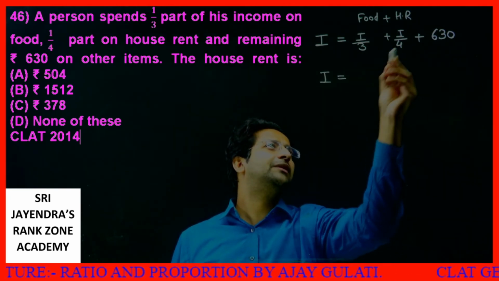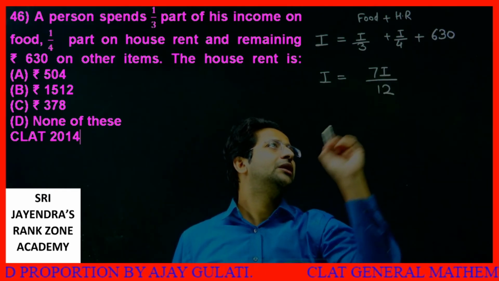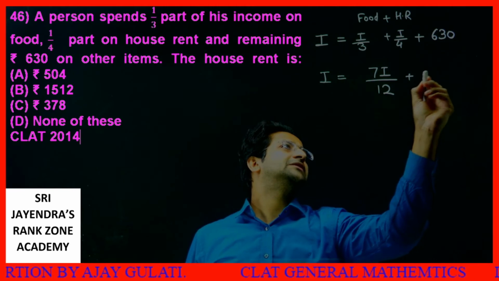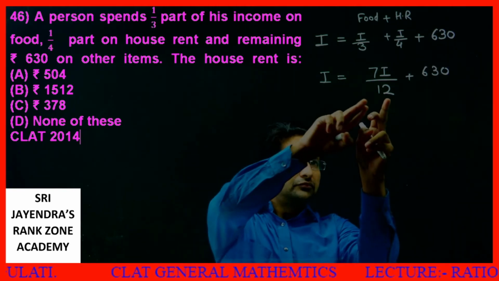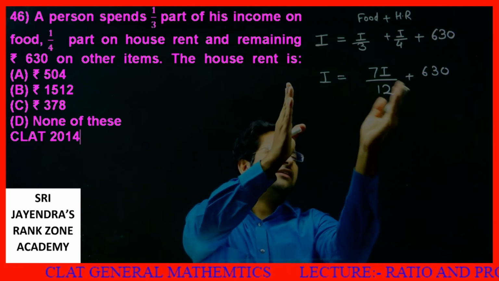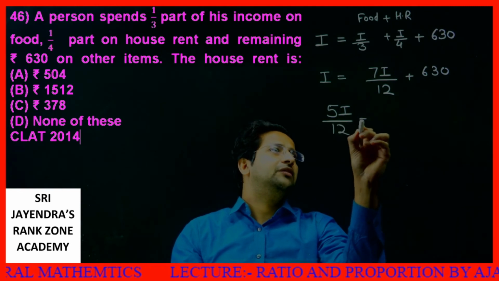What I'll do, 4i plus 3i is 7i upon 3 into 4 will be 12, plus 630. Now this is very easy to calculate. If I do I minus 7i by 12, what I'll be getting is 5i by 12 is equal to 630.